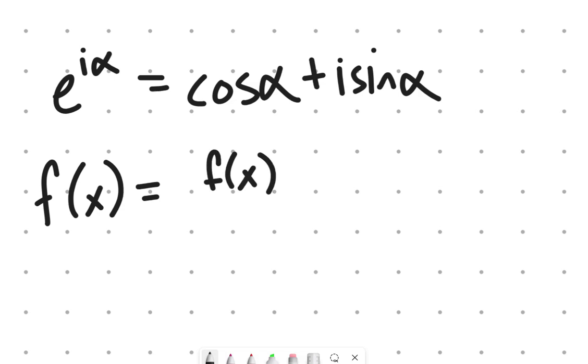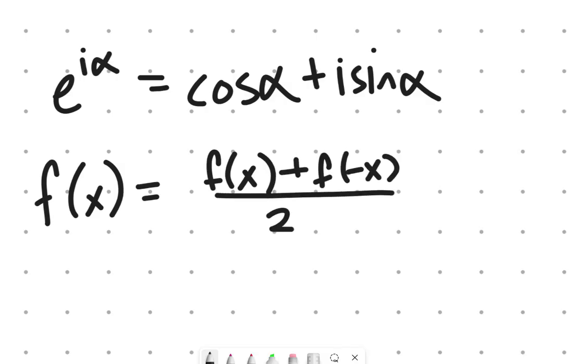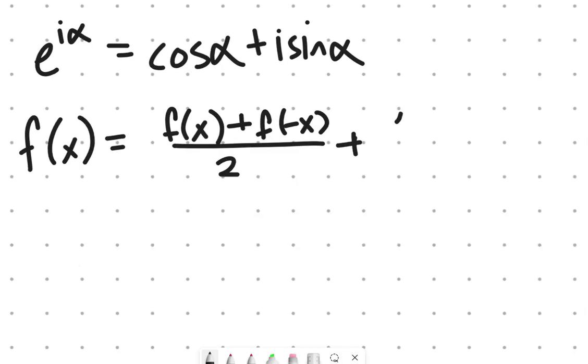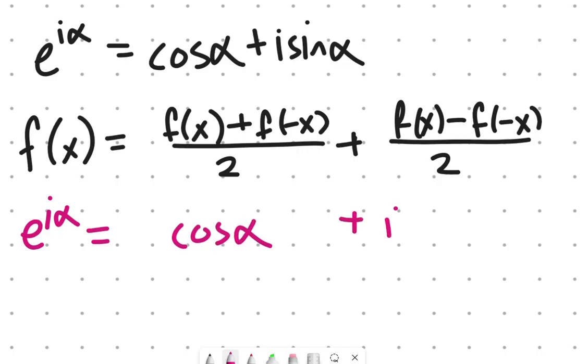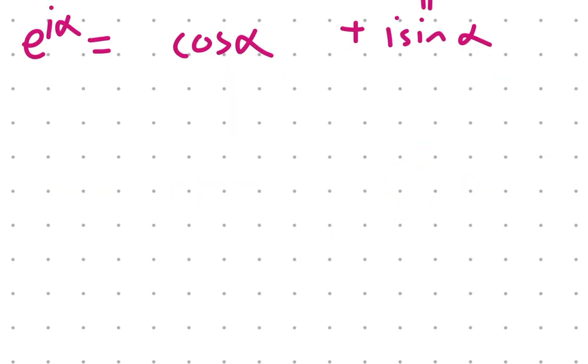If it's an even function, then f of x is equal to f of minus x. So if we add those two together, we would have 2f of x, so we divide both sides by 2. Then we add the second part, which is f of x minus f of minus x over 2. So if this is e to the i alpha, this should be cosine alpha, and this should be i sine alpha. Since we want to know what i sine alpha is, we're just going to put them together.